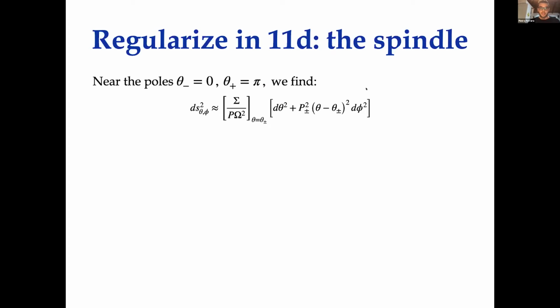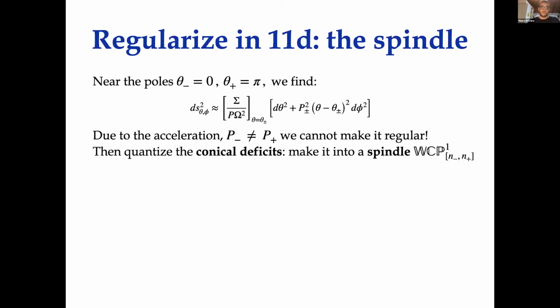Indeed, the metric here, you can see it looks like R2, where p plus minus is the metric function p evaluated at the poles. And due to the acceleration, p minus is different from p plus. So we cannot make this regular by a suitable choice of the periodicity of phi. So we have to live with these conical deficits, but rather than keeping them arbitrary, we can quantize them and make the space into a weighted projective space labeled by 2 integers, which we call the spindle. The way we can do this is constrain the parameters which enter in p plus and p minus in such a way that p plus over p minus is simply a rational number.